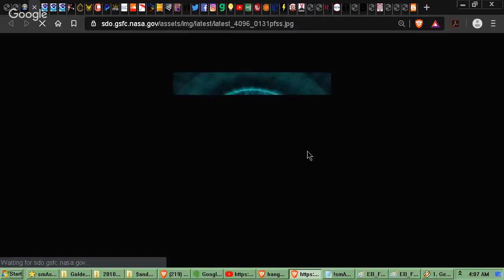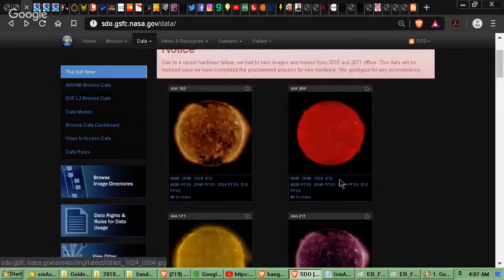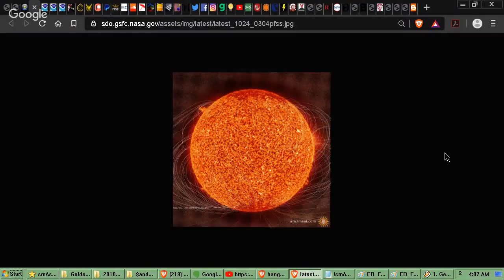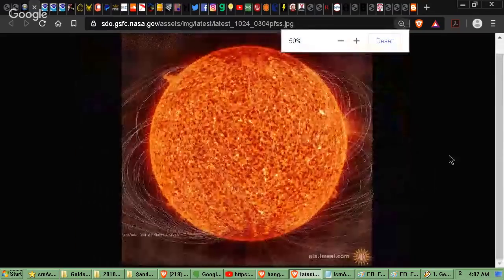And something looks wrong about that photo. What do you think, folks? All right, I apologize. Try this one. And it looks like the SDO site's having some issues today. Let's try a smaller image. There we go. And that is the current image.